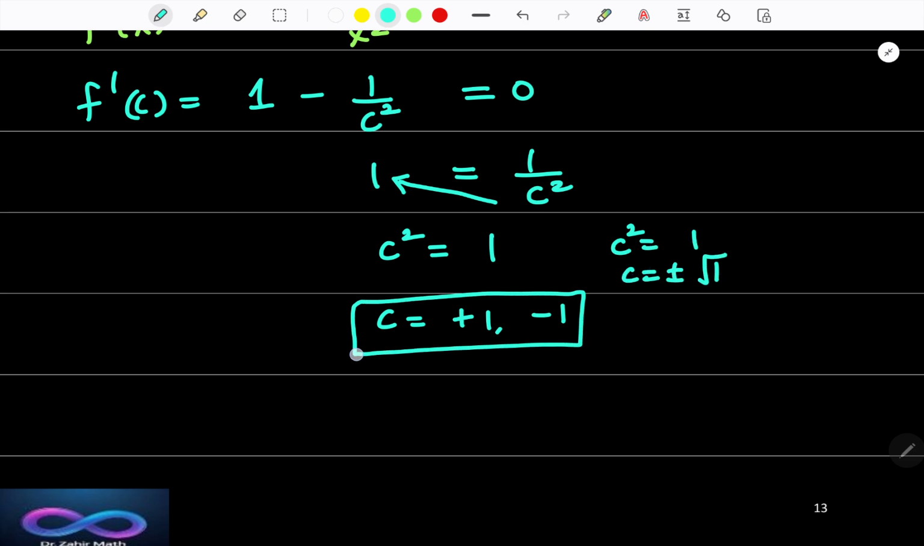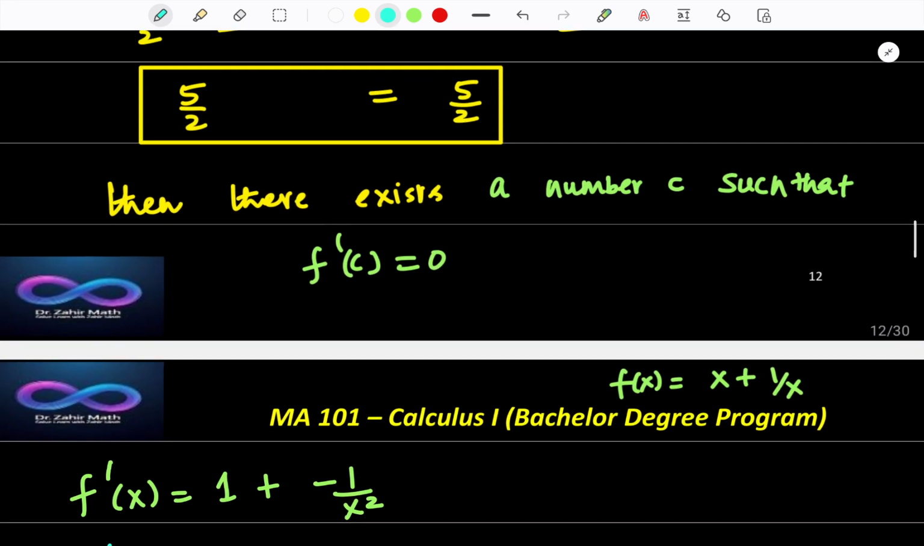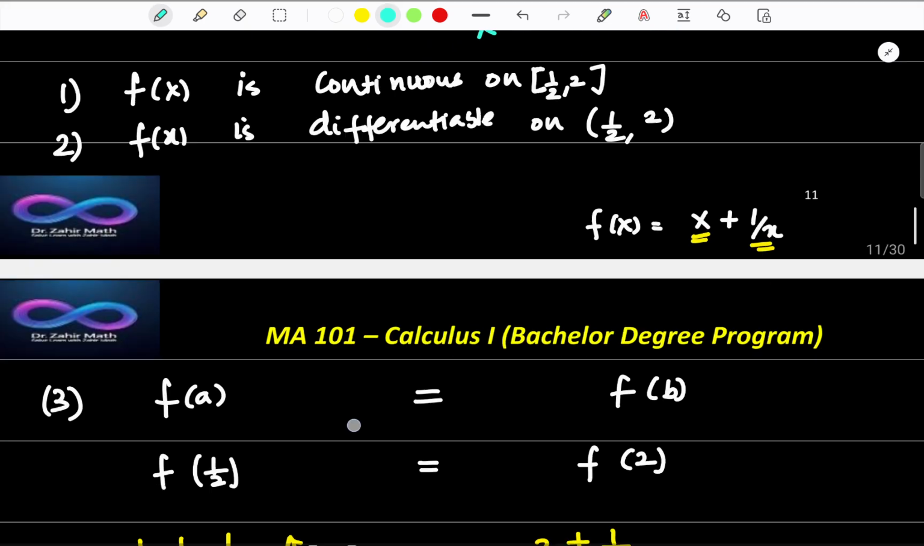So C is equal to plus 1 and minus 1. We got two values. But they said, there exists a number. A number. It means only one number. Okay. So what is your interval? Your interval is what? Half comma 2.